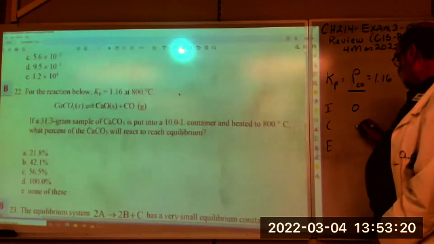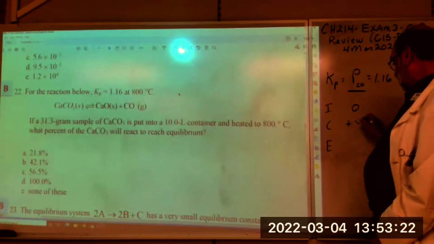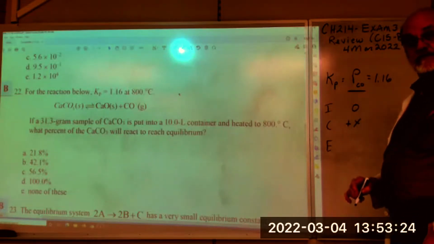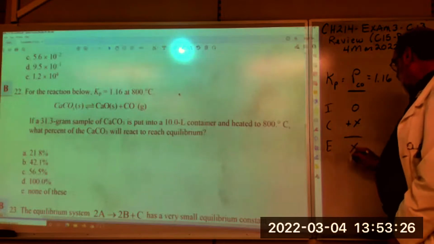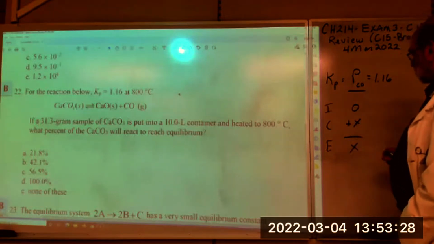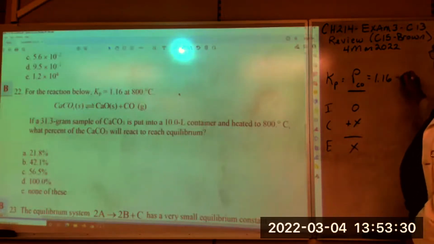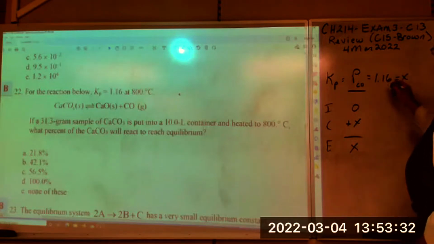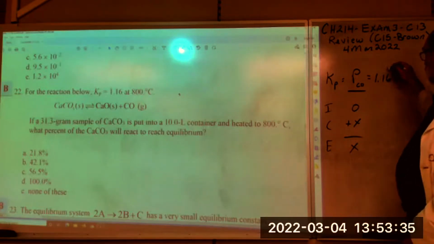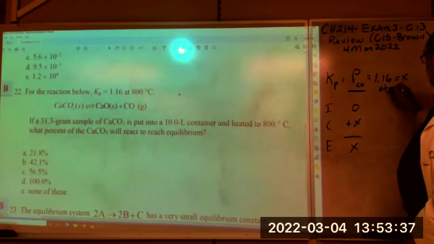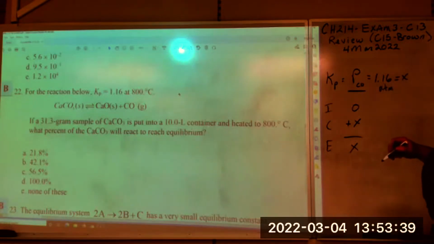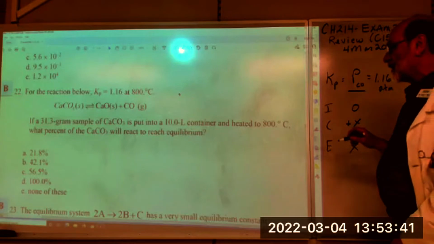What's the change? Well, it's going to increase by X, and we're going to have X down here. So this is equal to X, 1.16 atmospheres is equal to X. That's the partial pressure.